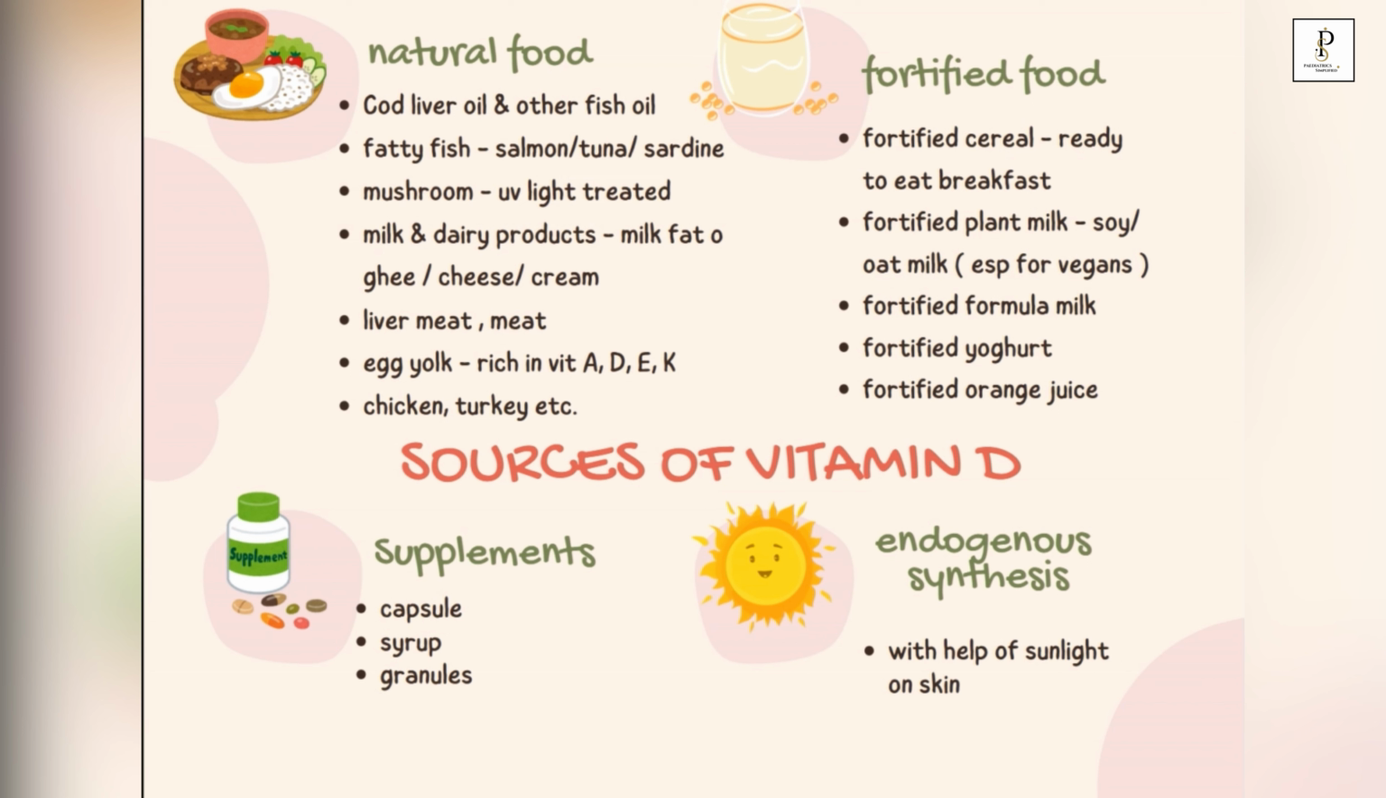Another fortified food is fortified formula milk of infants. Some formula milk of infants will contain vitamin D. Then fortified yogurt, fortified orange juice also have vitamin D. Supplements: capsules, syrups and granules are available in the market in the pharmacy store as a vitamin D supplement. Then endogenous synthesis of vitamin D happens in the presence of sunlight in the skin. That is also a good source of vitamin D.